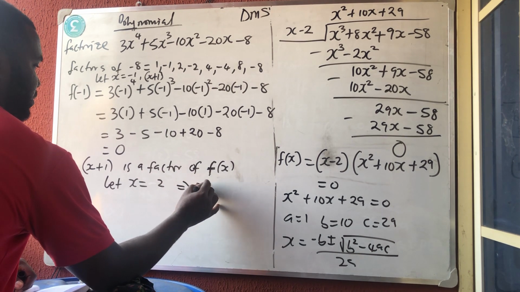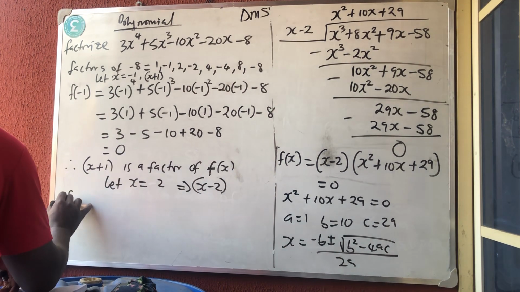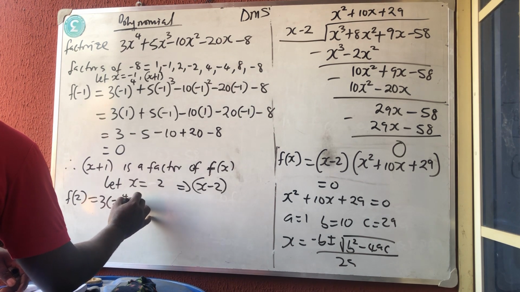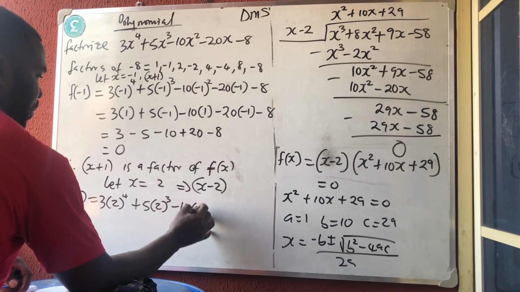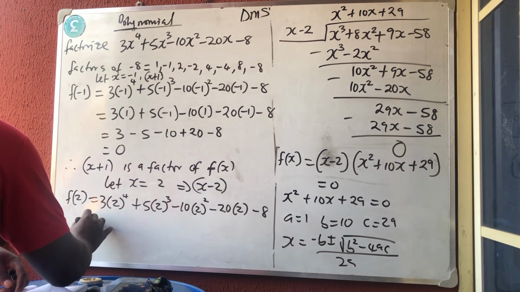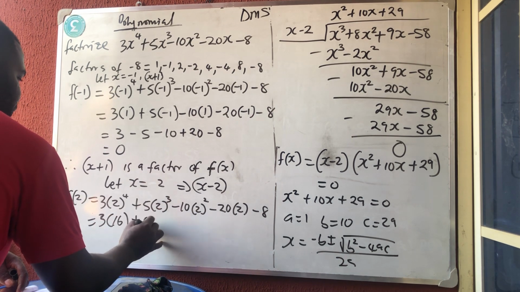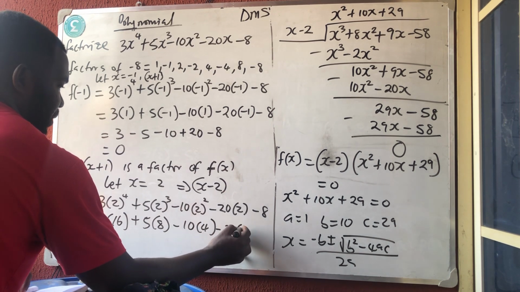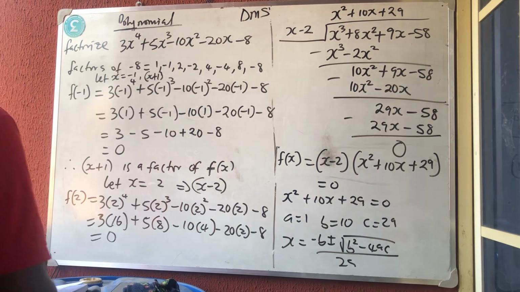So which implies that what? x minus 2. We are looking for if this one will be a factor. But let us first of all put this. f of 2 is equal to what? 3 bracket 2 raised to power 4 plus 5 bracket 2 raised to power 3 minus 10 bracket 2 raised to power 2 minus 20 bracket 2 minus 8. Okay, let's check that. So I'm having 3 bracket 16 plus 5 bracket 8 minus 10 bracket 4 minus 20 bracket 2 minus 8. Please, if you do everything, you will get 0 because I've done it before.